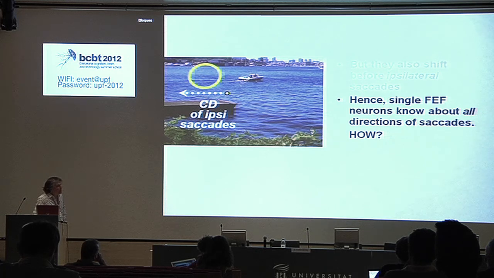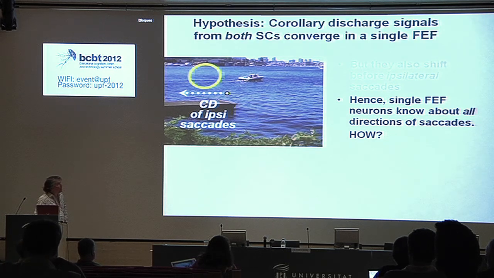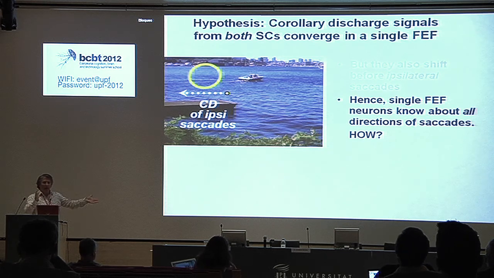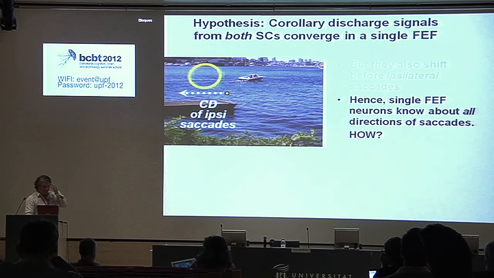So single frontal eye field neurons seem to know about all directions of saccades, and we found this very perplexing. How could this be happening? Our hypothesis was that corollary discharge signals from both colliculi may converge into a single frontal eye field. Or if not from both colliculi, from one colliculus and some other pathway on the other side of the brain that would provide the missing directional information. But the simplest hypothesis is it's just coming from the other colliculus.